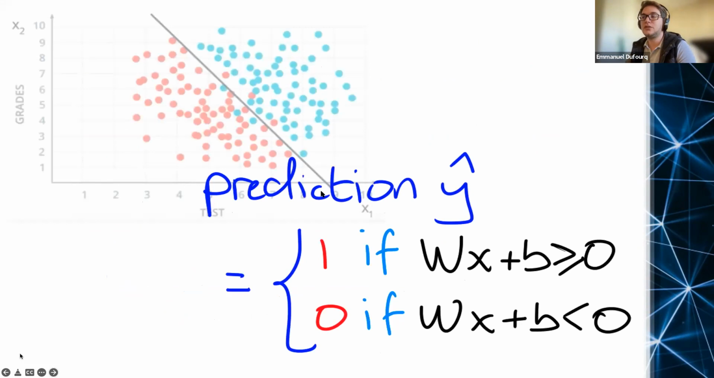So our model prediction, in this case, y hat. Remember, the model predicts y hat. So what we could say is our model will produce a 1, and let's say we agree that 1 means accept, if wx plus b is greater than or equal to 0. Otherwise, we output 0, which would be reject, if wx plus b is less than 0. So this is our simple model.